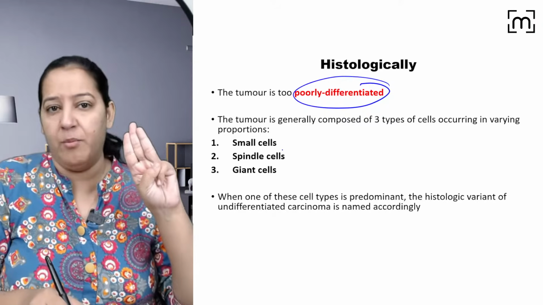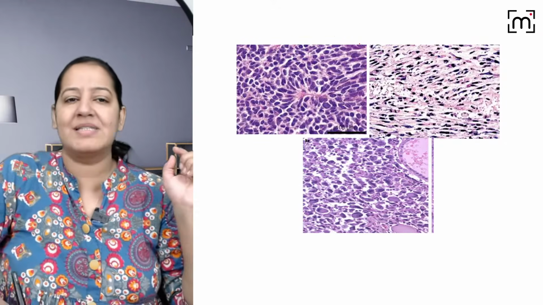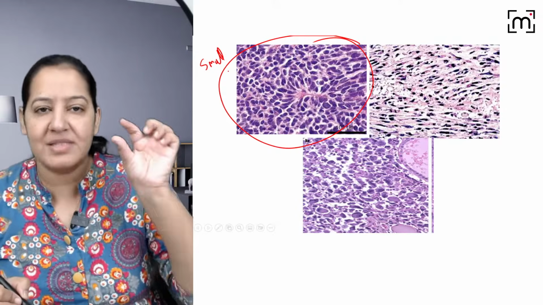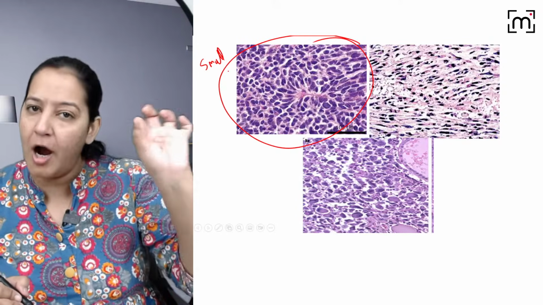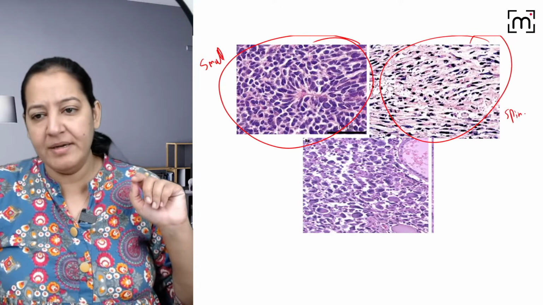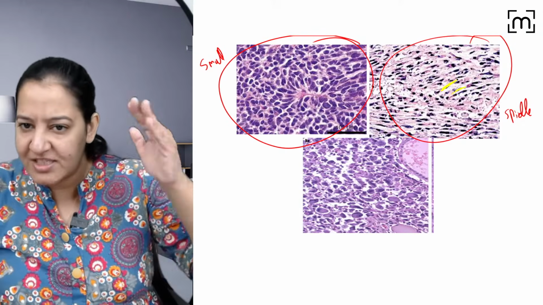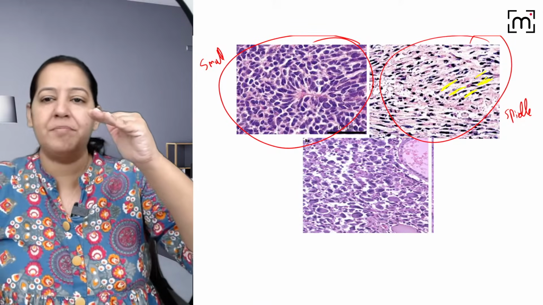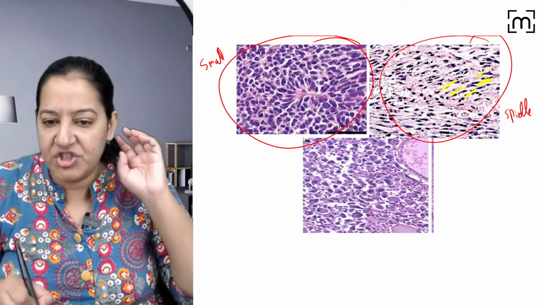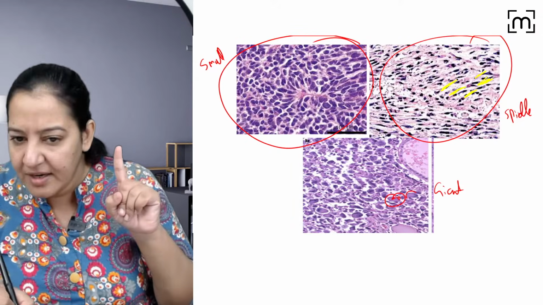And it can have three types of morphology: small cells, spindle cells, giant cells. So sometimes you will get only small cells. You know what are small cells? Small cells are like lymphocytes. The size is small, scanty cytoplasm, dark blue nucleus, right? These are spindle cells. What do you mean by spindle cells? Spindle cells are spindle shaped. Can you see the shape of the cell is like a spindle? So sometimes they are small, sometimes they are spindle, and sometimes they are giant. Giant cells have multiple nuclei in one cell. If you see here, multiple nuclei.